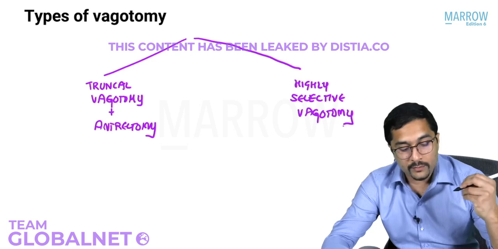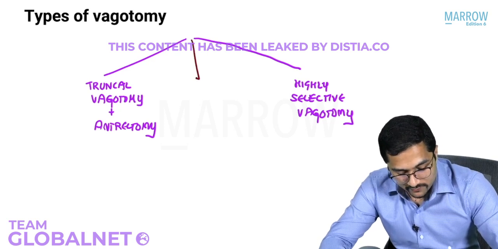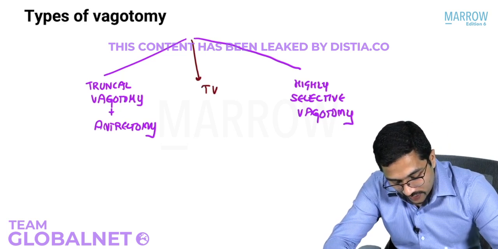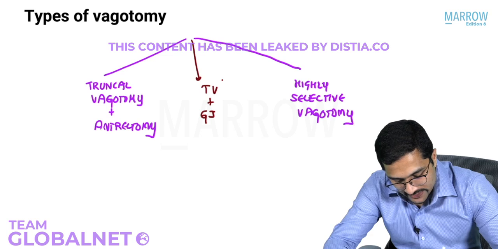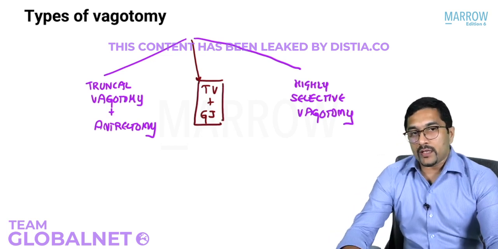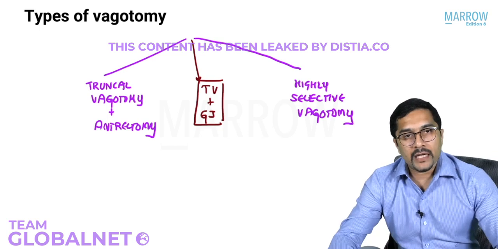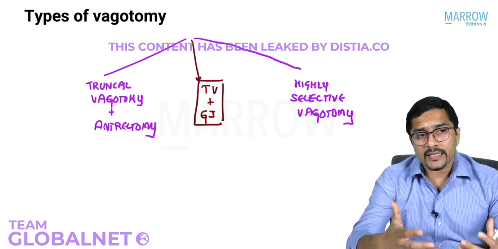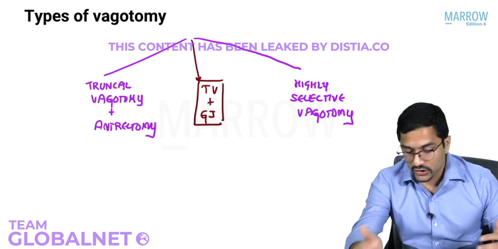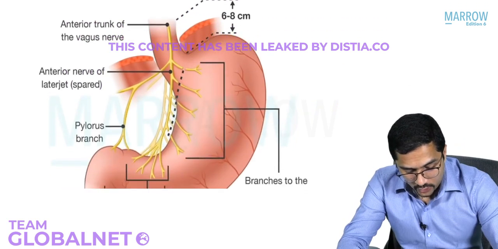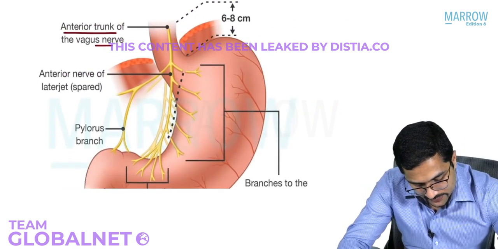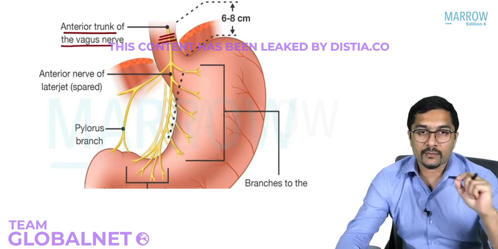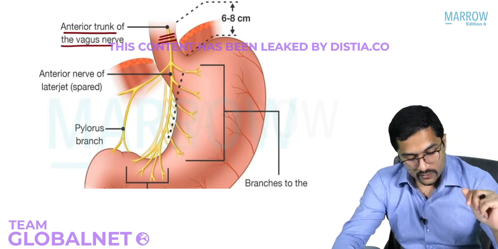That is highly selective vagotomy. And the middle path, a surgery which my seniors used to perform quite frequently, that is truncal vagotomy plus gastrojejunostomy, TVGJ. Truncal vagotomy plus gastrojejunostomy, that is the middle path. So let me just show you the image, and then I'll come back and tell you what actually happens in each of these surgeries. So truncal vagotomy means that we are cutting the trunk. If I cut here, this is truncal vagotomy. I'm cutting the trunk of the vagus.